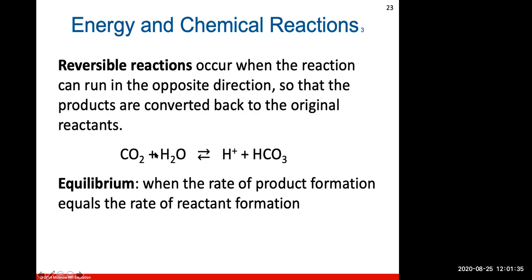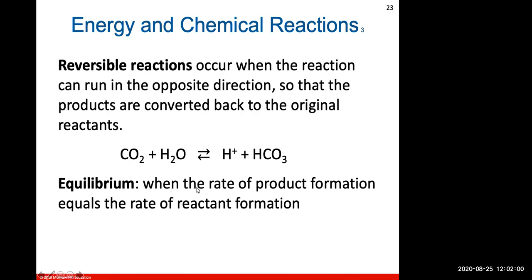A great example of this is the bicarbonate ion in your blood. I promise this will all come back to physiology and anatomy and why you guys need to learn this basic chemistry. But to control your pH levels in the blood, carbon dioxide is converted into bicarbonate ion to control pH levels in your blood.